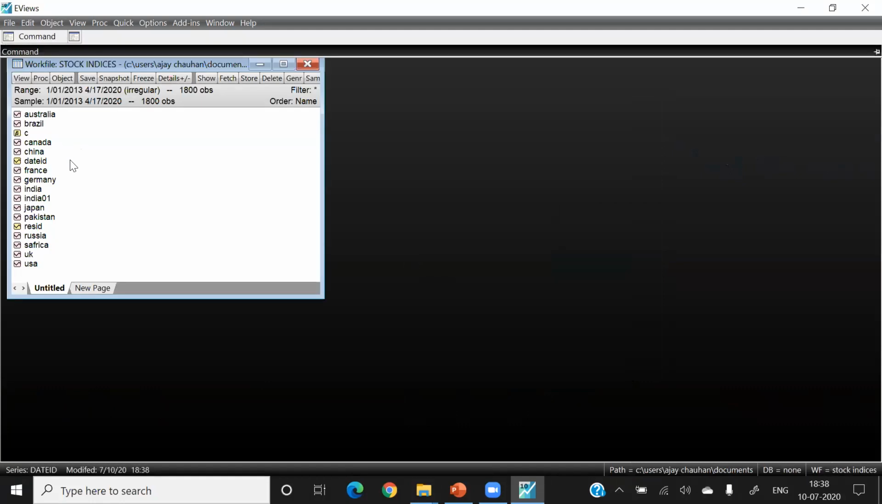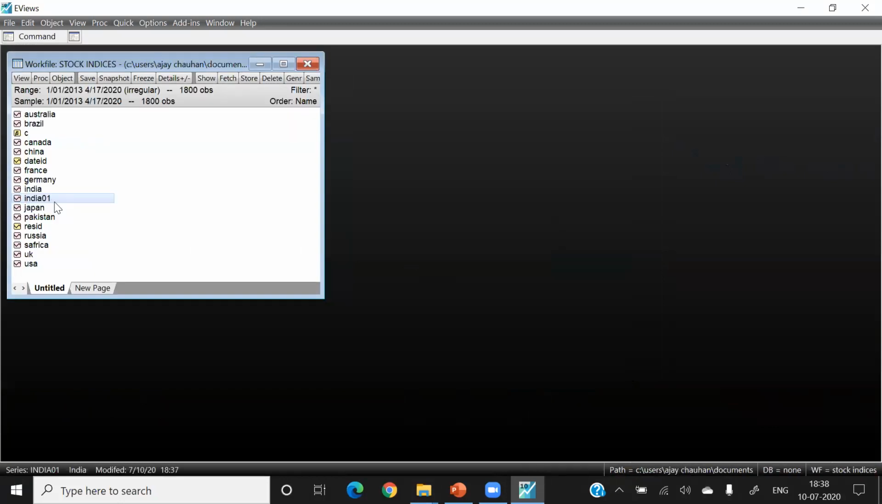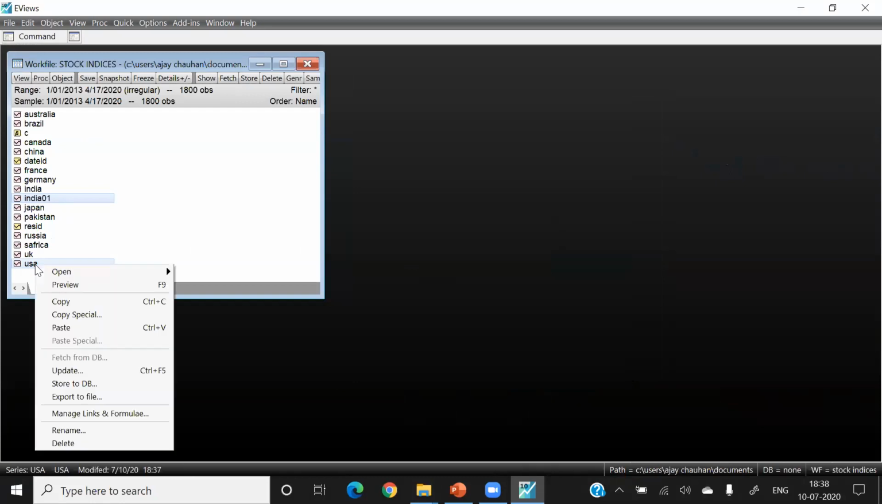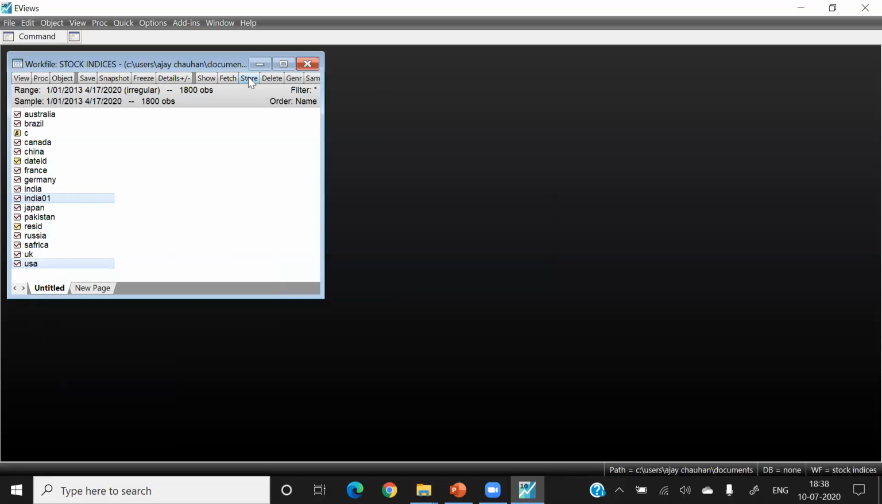Suppose I want to check the causality between Indian markets. I think this is the series of India, and between India and USA, right? And one thing which is very common is that both of the series should be stationary. So first of all, I can make them stationary, but we can make the stationary series in the command also.